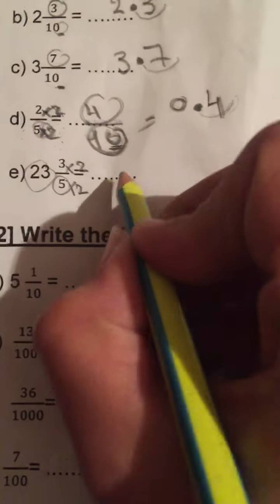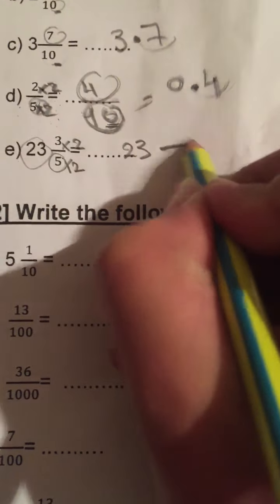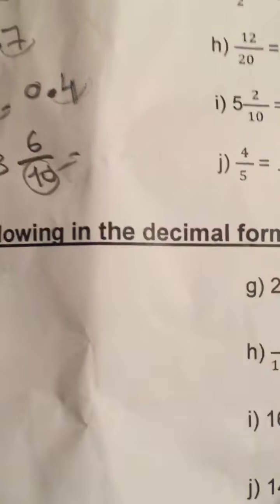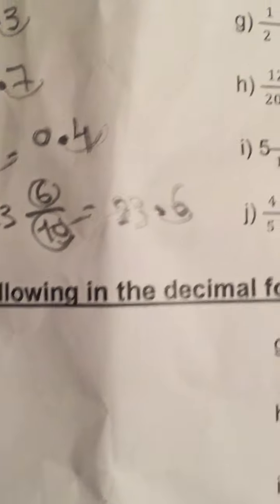So I keep the whole number as it is. 3 times 2, 6. 5 times 2, 10. Now I have 10 in the denominator, so I can easily change this mixed fraction into a decimal number. Put the numerator as it is, jump only one time because I have only 1 0 in the denominator, and put the whole number, which is 23.